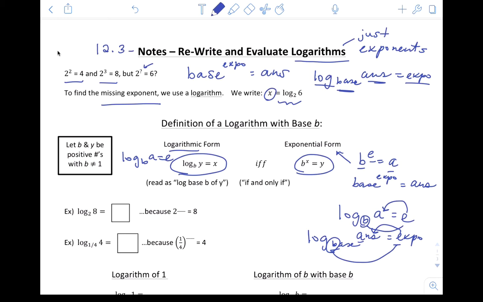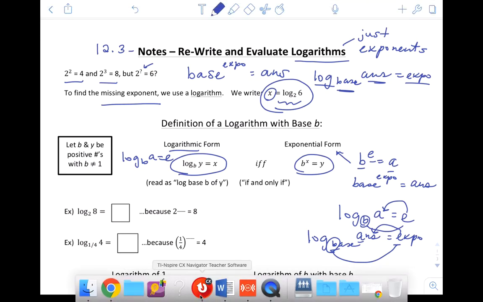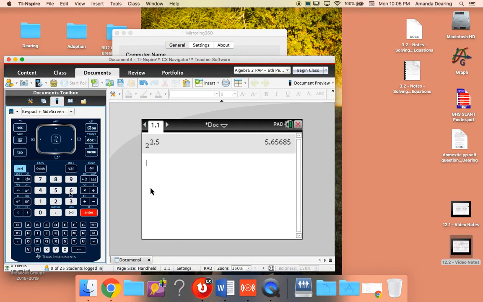So back to this example. How do I type this in? Easily. And this is why your calculator is so handy dandy. You have a log button over here. Now this is for base 10. On an 84, you have to do math, alpha, math, which should give you this formula if you have a newer 84.